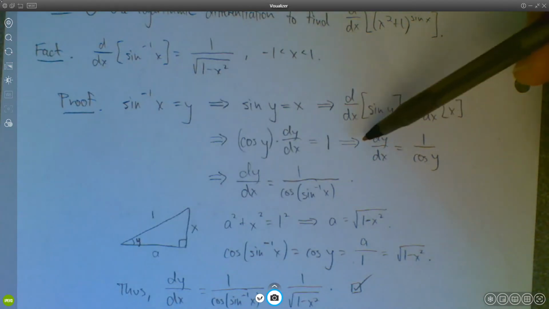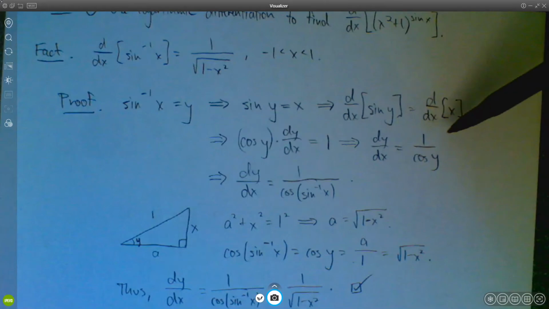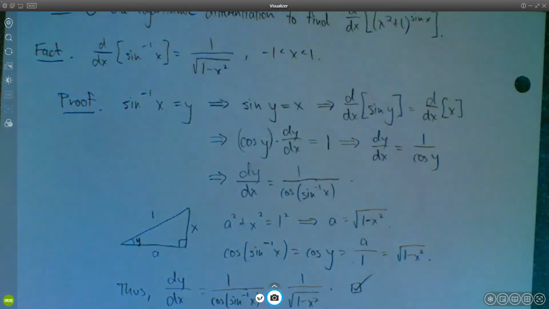So then solving for dy dx, we would divide through by cosine y. We get dy dx equals 1 over cosine y, which I suppose you could call secant y if you like. But I'm not going to do that.